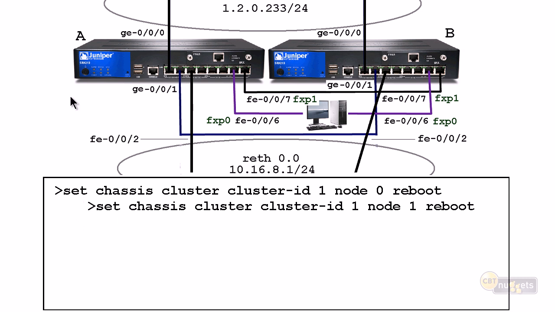So the first thing we do on device A is set chassis cluster, and then put in the cluster ID of 1. That has to match on both sides, so we'll issue this command on both devices. But over here, this is node 0, so it's node 0. Over here is node 1, so we do node 1 on the right-hand side. And when we're done, we need to reboot. Have to do that. It's the only reboot we have to do.